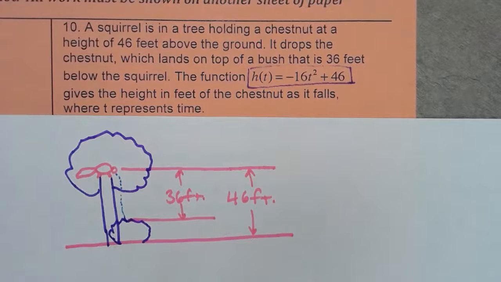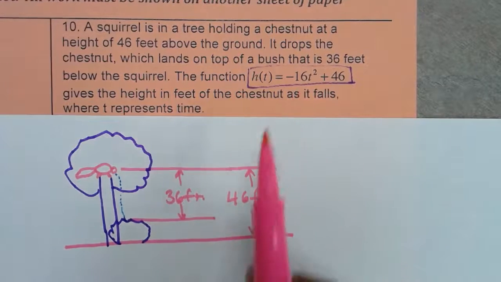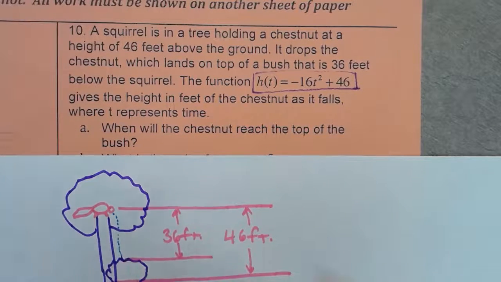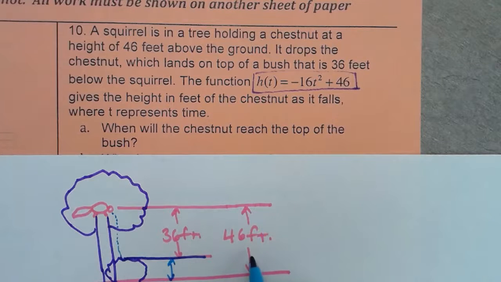And it gives the height in feet of the chestnut as it falls for this equation right here. So we want to find out, when will it reach the top of the bush? Well, it's going to reach the top of the bush when the bush is what height? What is this height from the ground? Well, if I know it's 46 feet down and it's 36 feet down to here, how much is left? 46 minus 36 gives you 10 feet. So it's 10 feet above the ground for this chestnut.